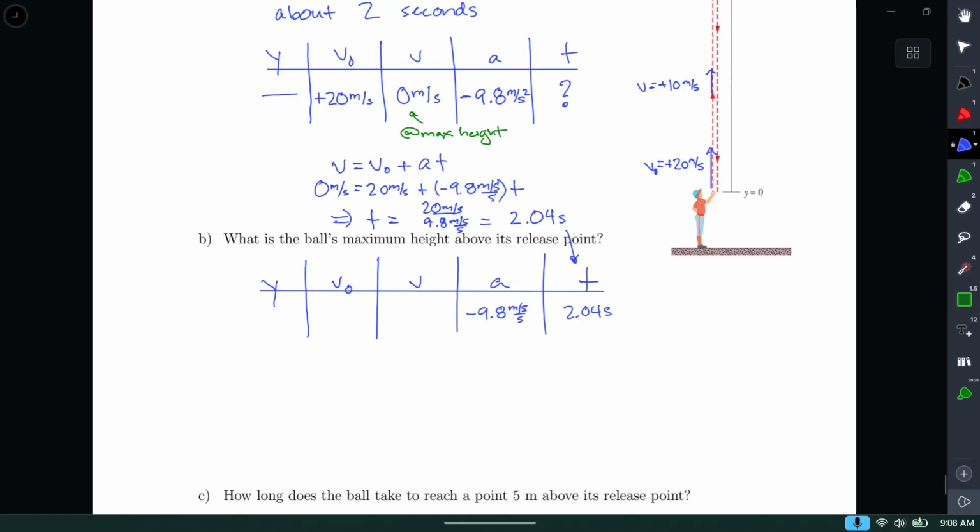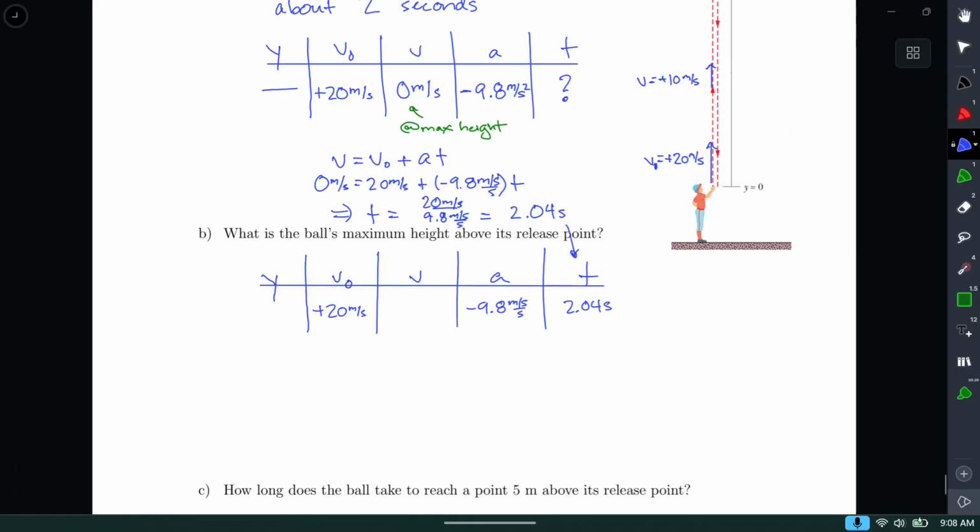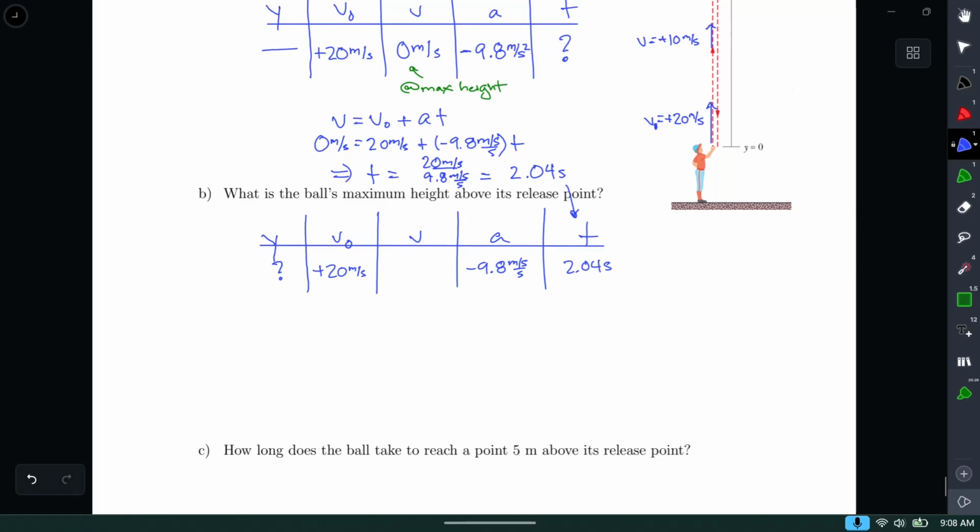V0 is still plus 20 meters per second. And we're looking for y. So we also still have final velocity, right? So 0 meters per second.